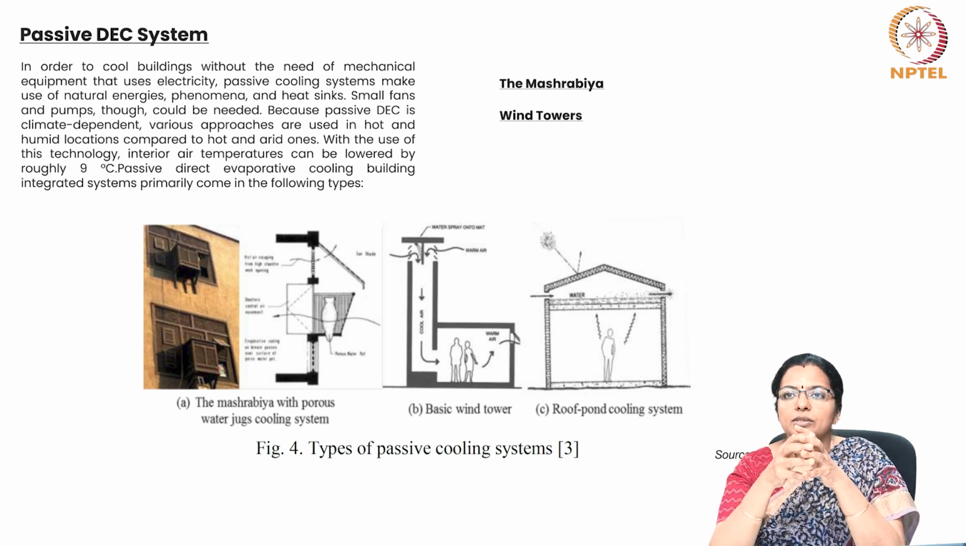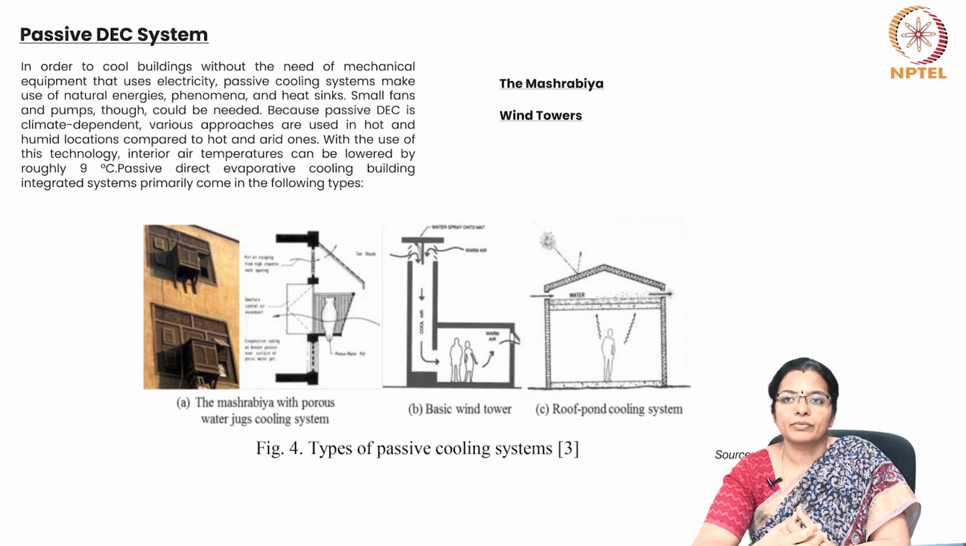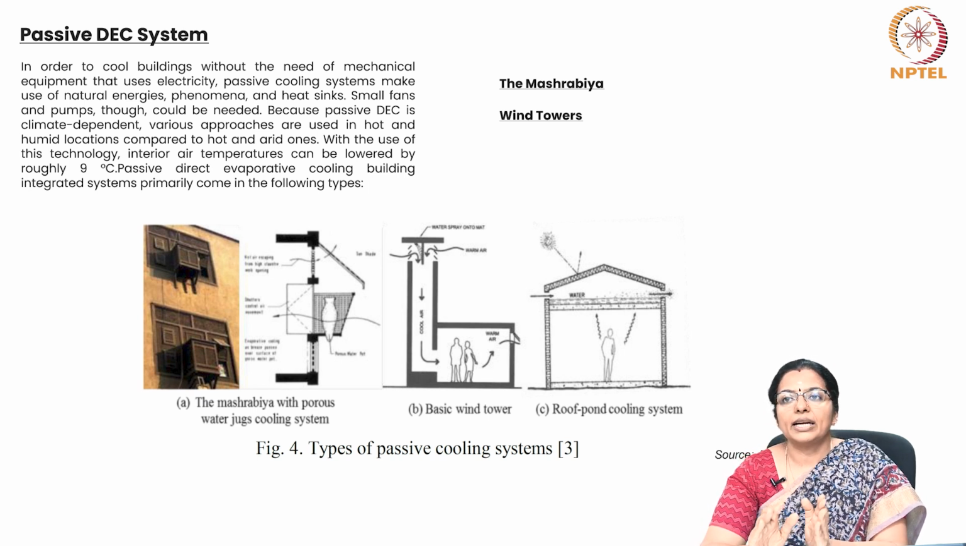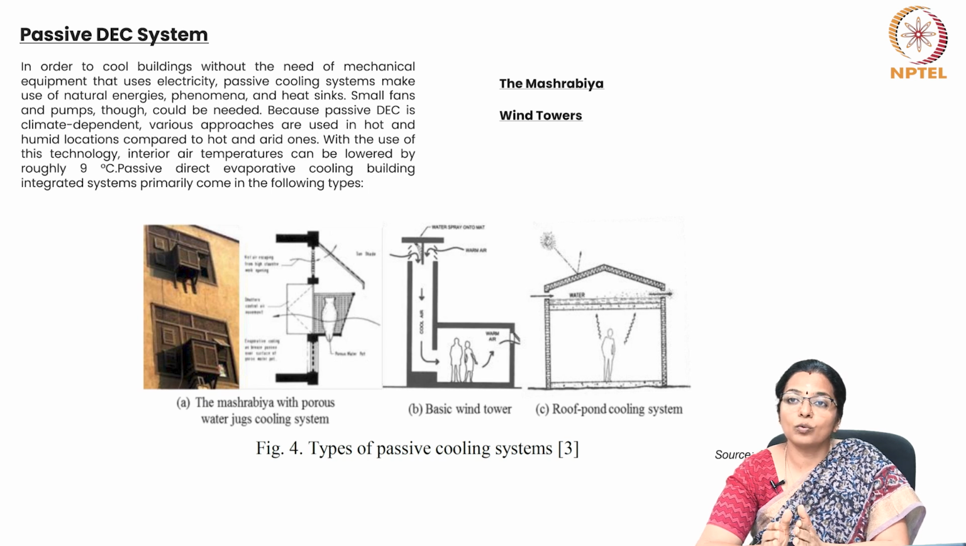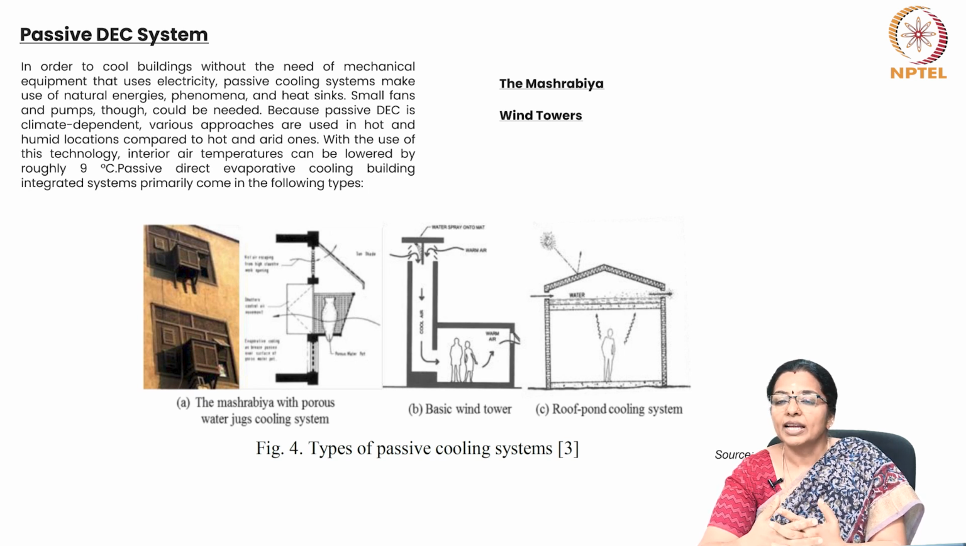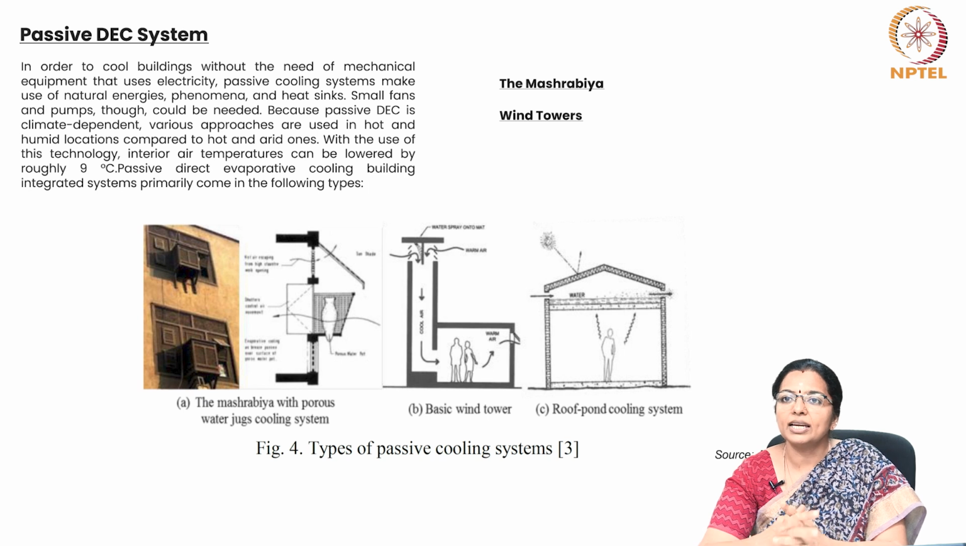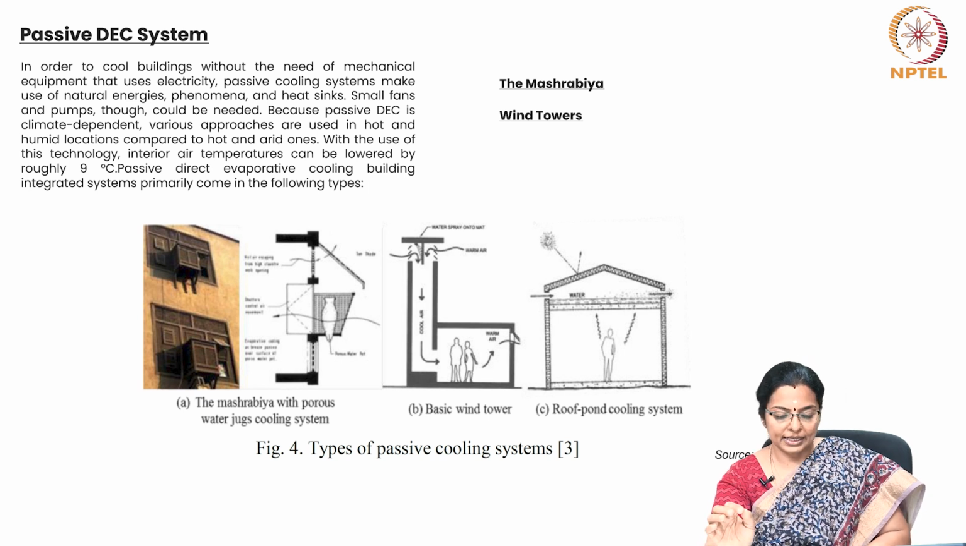Small fans and pumps, though, could be needed, but they are not mandatory, and passive systems work even without them, because these are climate dependent. So, various approaches are used in hot and humid locations compared to hot and arid ones. With the use of these techniques, interior air temperature can be lowered by even up to 9 degrees centigrade. So, passive direct evaporative cooling systems are integrated systems primarily, and they come in the following types.